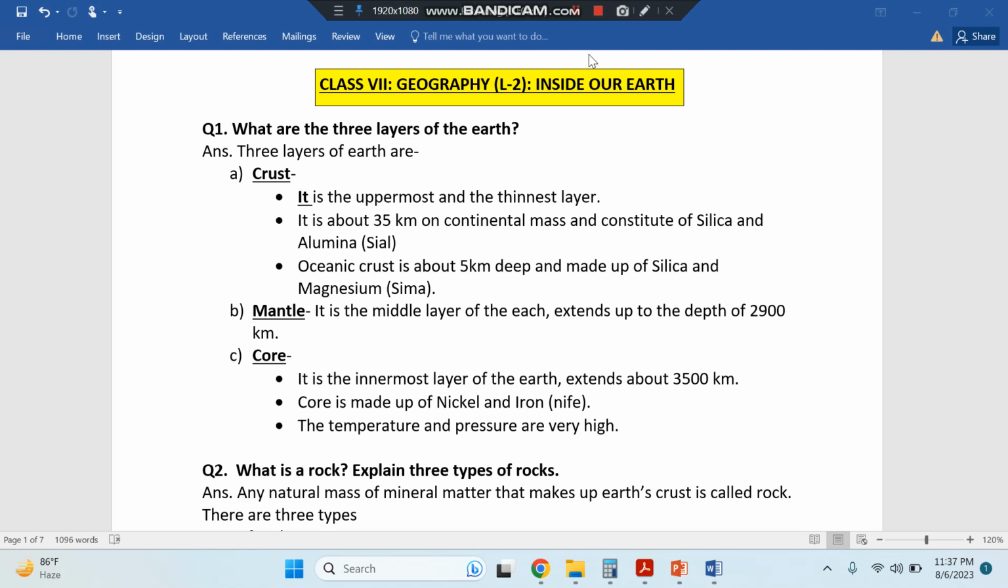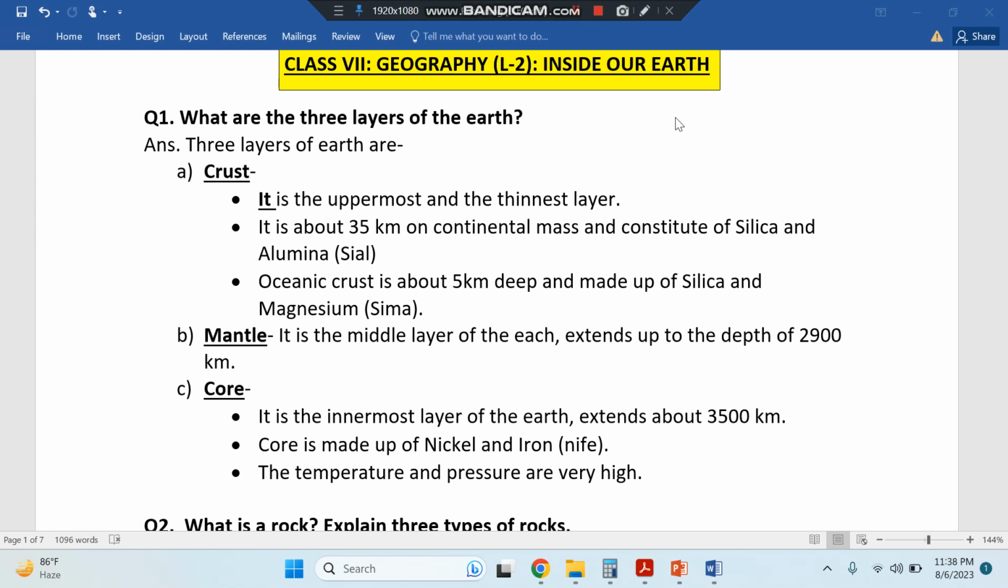Through this video, you can note down the questions and answers of Class 6 Geography Lesson 2, Inside Our Earth. So question 1 is, what are the three layers of Earth? The three layers are crust, mantle and core. It is a long answer question, but it can be asked as a one marker. So you just have to write the names of these three layers.